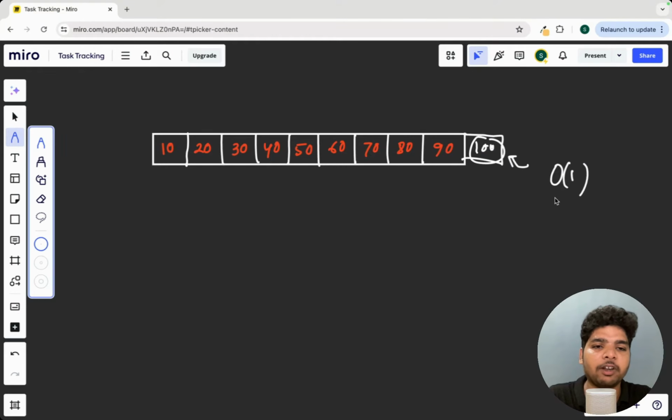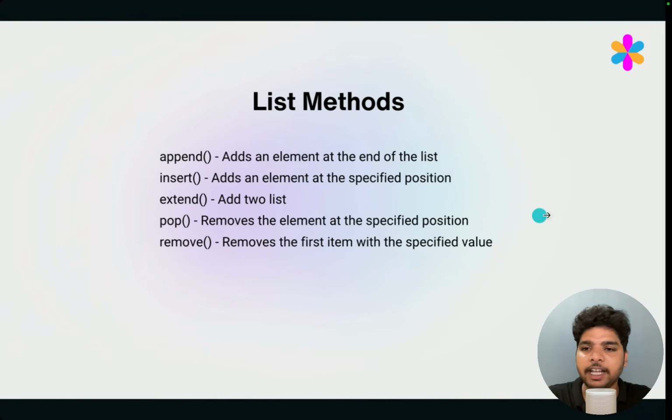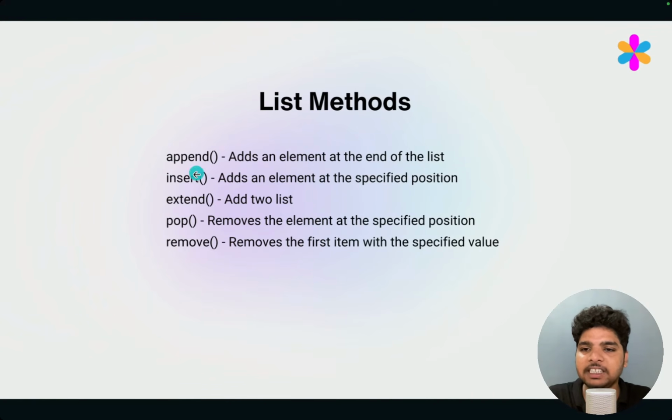And what will be the space complexity? Do we require any space? No, right? We're just adding this. So it will also be O of 1, right? So this is the append method. Now what is the next method? The next method is the insert method.